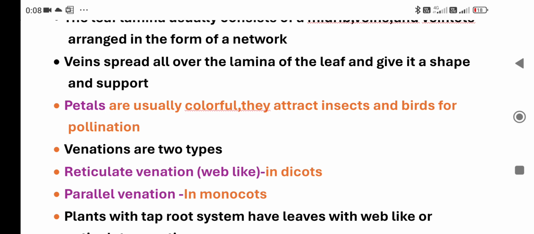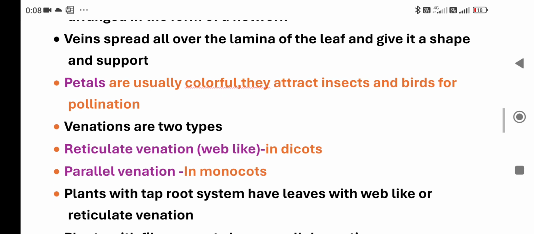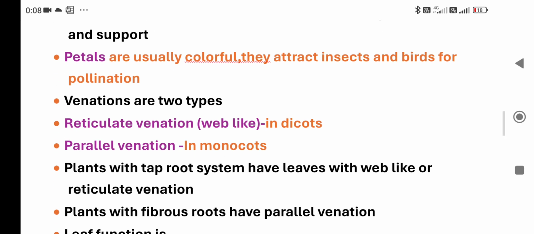Petals are usually colorful. They attract insects and birds for pollination. You people are very well aware of petals. If you observe a flower, there is a colorful region in that flower. That particular colorful region is known as petals. These petals are usually colorful, and they attract insects and birds for pollination.